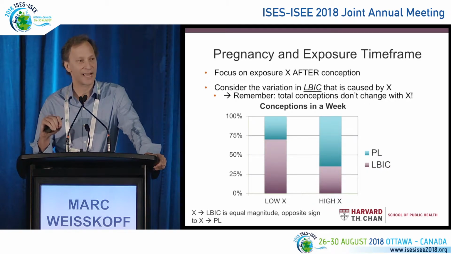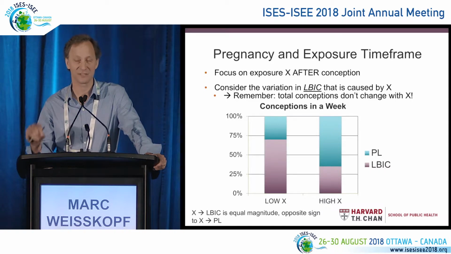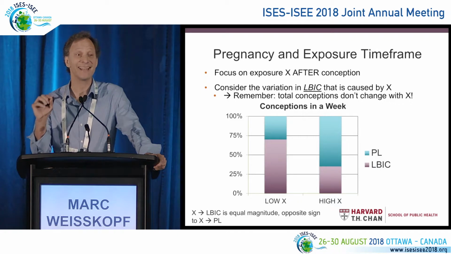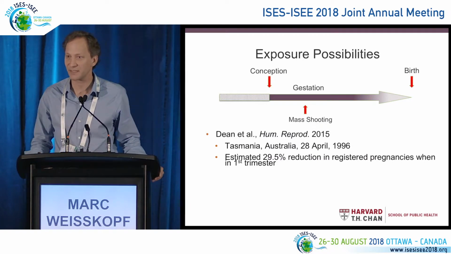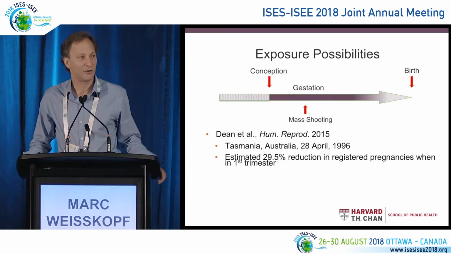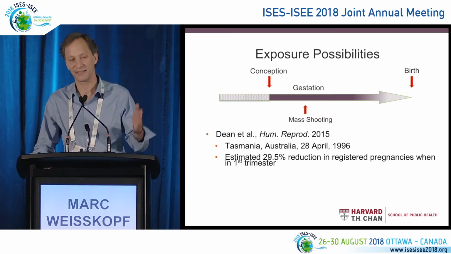So when you now look at exposures post-conception and how they affect live birth identified conceptions, you are seeing the mirror image of the effect on pregnancy loss, despite not even knowing how many conceptions occurred in the first place. This has been done pretty much only twice, as far as I can tell, before. Dean et al. in Australia were looking at the effects of a mass shooting that occurred in 1996, and they did essentially the same approach.